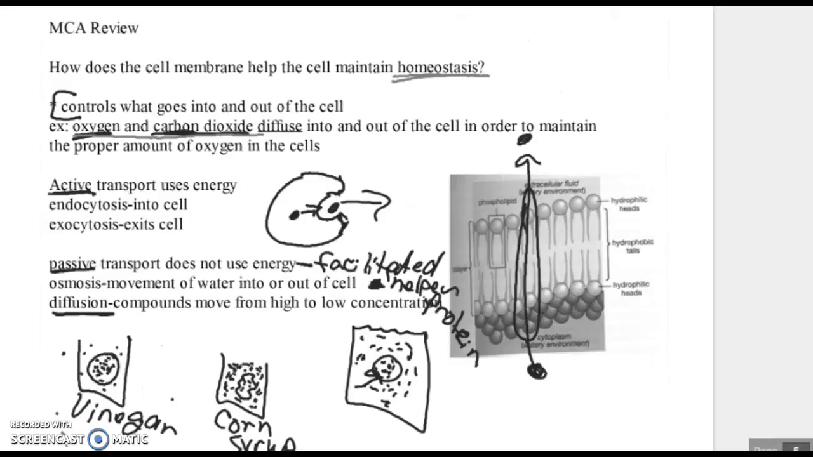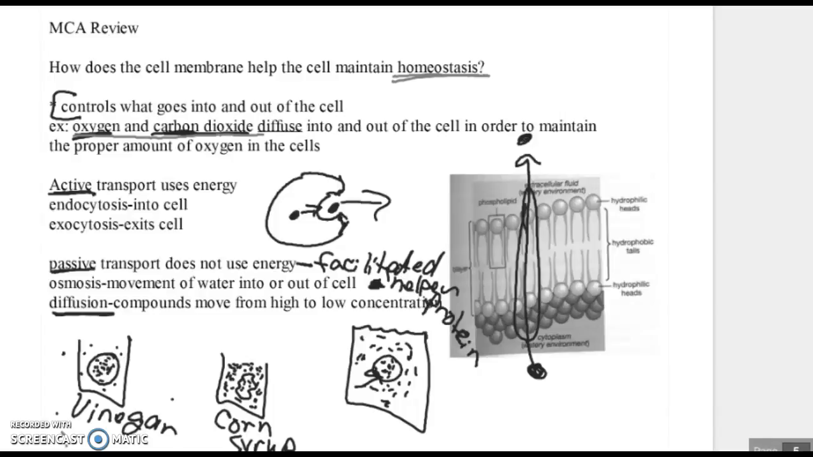Some other things we talked about were how things move into and out of a cell. So just again, a super quick overview, because you may see these on the MCA. How does the cell membrane maintain homeostasis? Remember that the cell membrane controls what goes into and what goes out of a cell, so that maintaining homeostasis begins even at that cellular level.